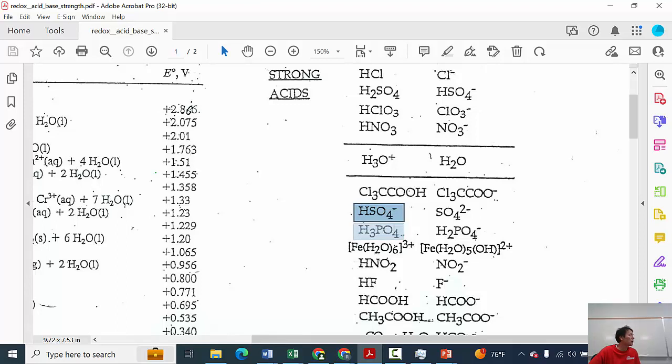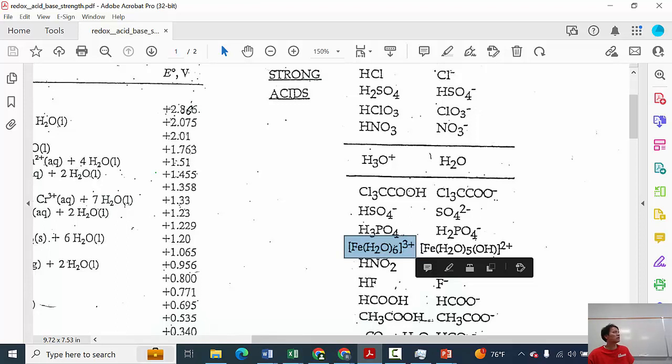H3PO4, we were just talking about that. That's called phosphoric acid. This one is a weird looking one. You probably don't know how to name this, do you? This one is called hexa-aqua iron 3 ion. Hexa-aqua iron 3 is an example of a complex ion, complex cation. All it is is iron 3 ions dissolved in water, and it's surprisingly acidic.